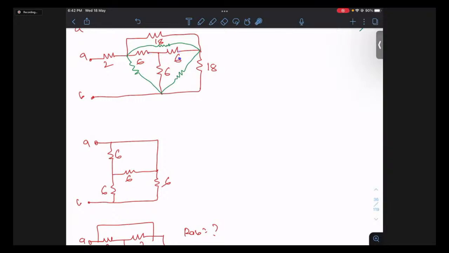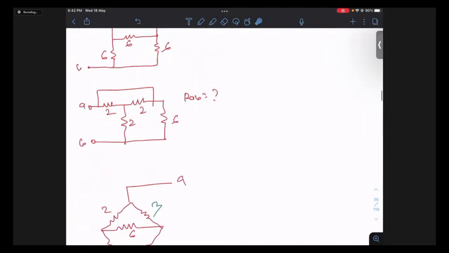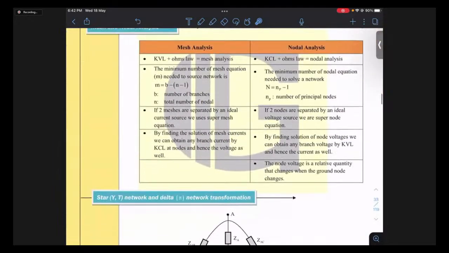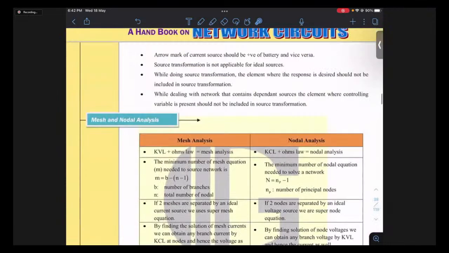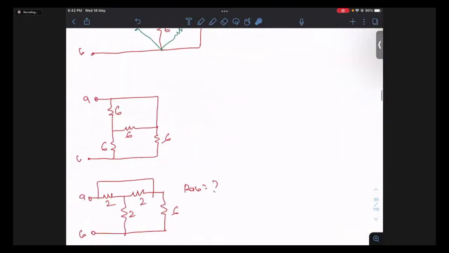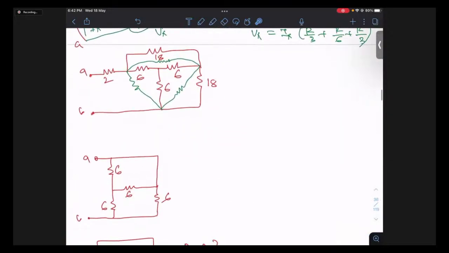If all element values are the same in the case of star, then in the delta you get 3R, 3R, 3R, right? That's what the logic says. If all element values are R, then you get 3R, 3R, 3R. So because here it is 6, 6, 6, I'll definitely get all values as 18, 18, and 18. So this star I can remove actually. Okay, so I'm removing this star. You see, this star I'm removing.